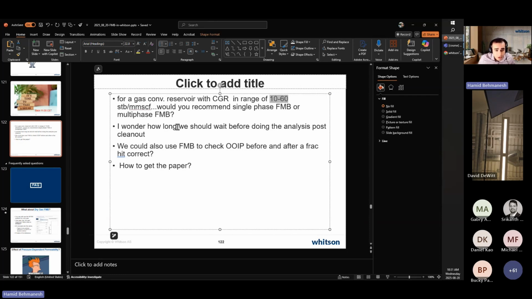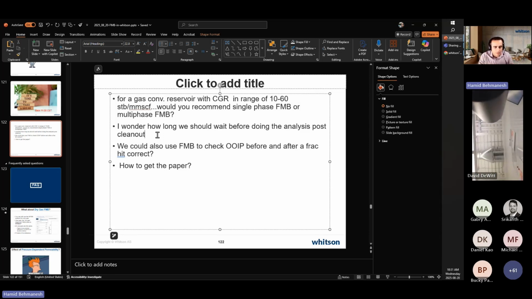How long should we wait before doing the analysis post cleanout? We need to wait until we get a stable trend line on the data, so that would be my recommendation. That definitely depends on how quickly we are flowing back the wells. If we are flowing back slowly or aggressively, the impact of the initial disturbance due to the hydraulic fracturing operation and completion, and the amount of water that we put in the wellbore, matters. If we get rid of those disturbances quickly, then the line should show up more quickly.